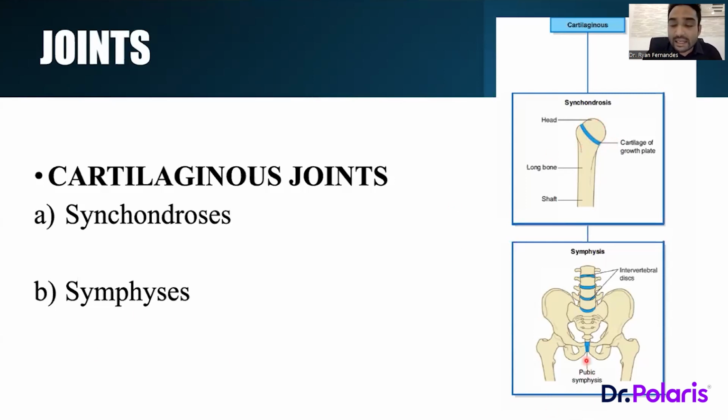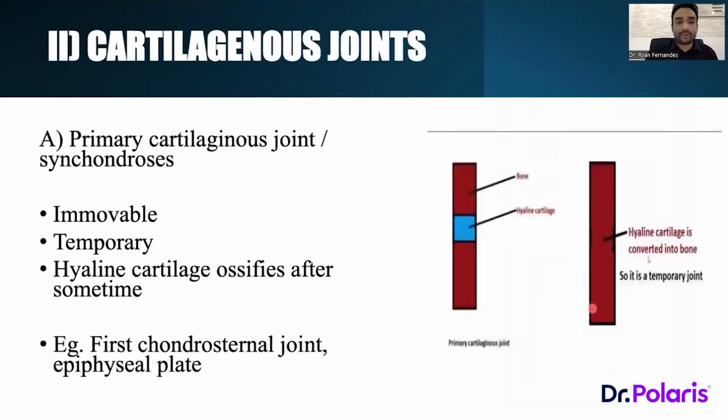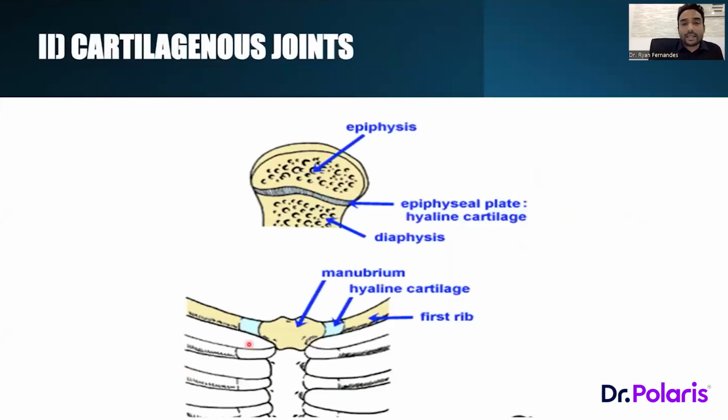Symphysis are the cartilages that are found joining two bones together, and these are usually seen in the midline. For example, pubic symphysis and the intervertebral disc. So these cartilaginous joints are further divided into primary cartilaginous and secondary. Synchondrosis joints are immobile, temporary, and the hyaline cartilage ossifies after some time. For example, first costochondral joint, epiphyseal plate. So you can see here the epiphysis, the diaphysis, the head and the shaft, and the cartilage in between the two, that is the growth plate.